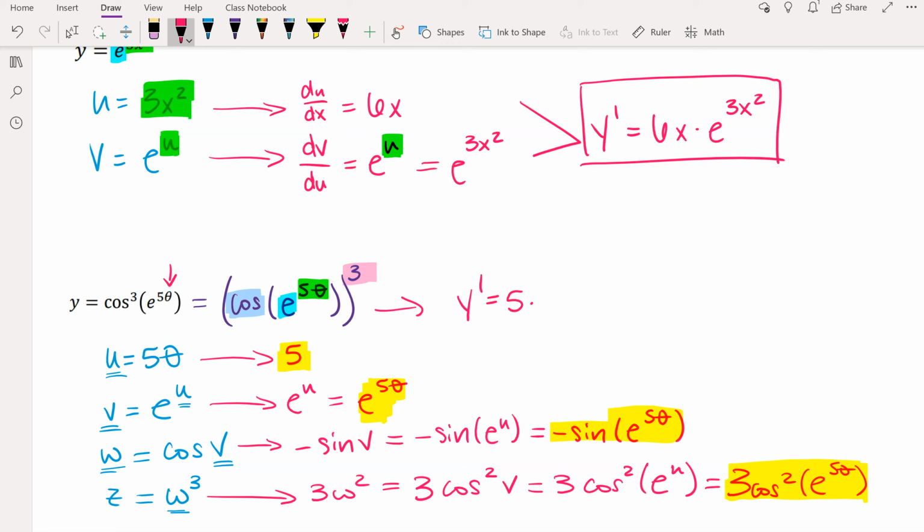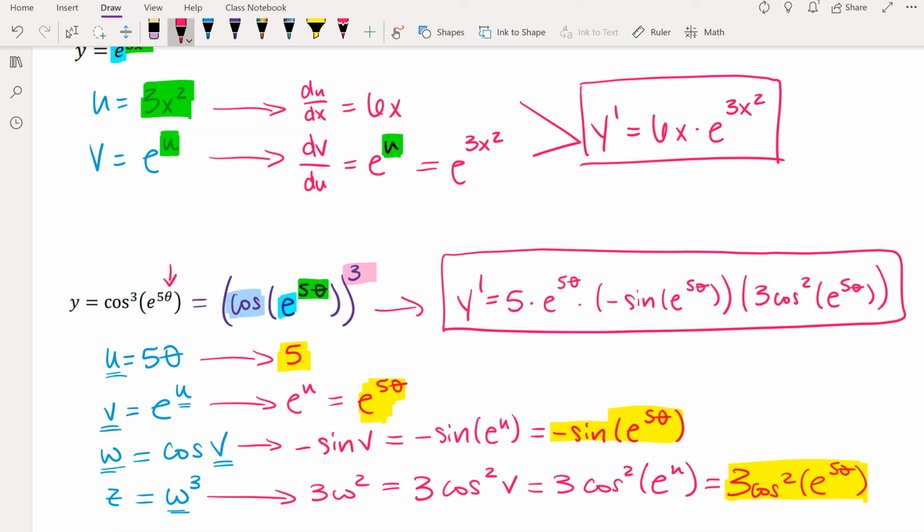5 times e to the 5 theta times, make sure you put times or use parentheses. I would suggest using parentheses when multiplying these. So negative sine e to the 5 theta. Because if you didn't put parentheses here, it would look like subtraction, which would be wrong. All right, and then finally, parentheses 3 cosine squared e to the 5 theta, parentheses. Boom. That's our derivative. Cool, huh?